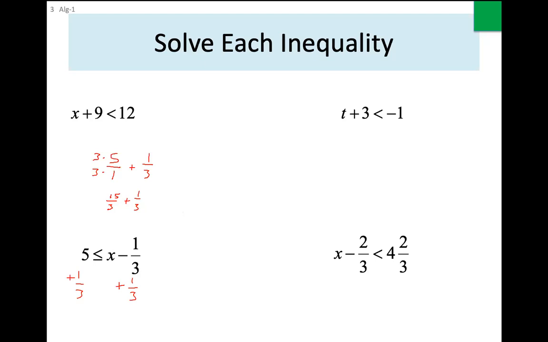16/3. There you go. There's your answer. Now you just need to graph that and you're done. Okay, thank you. All right, going over the answers.